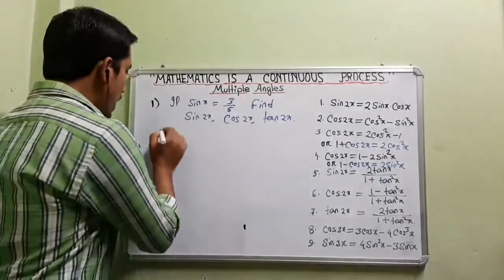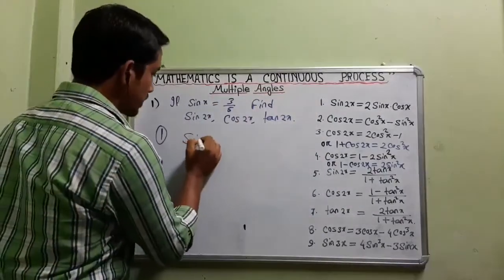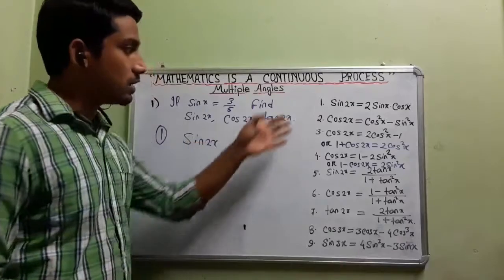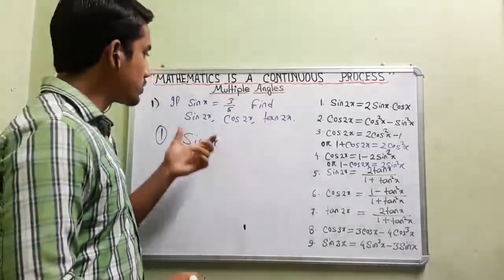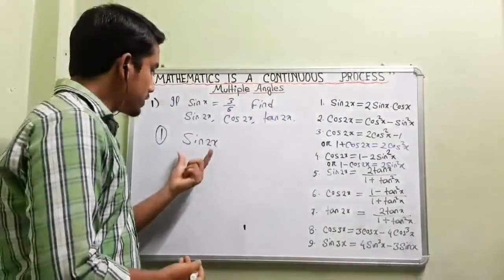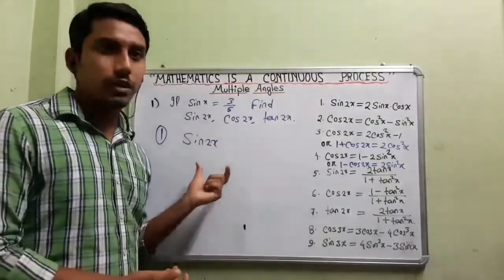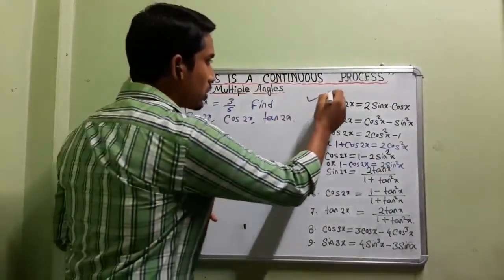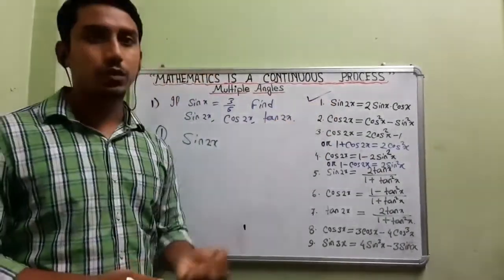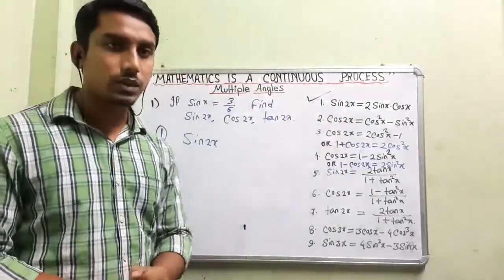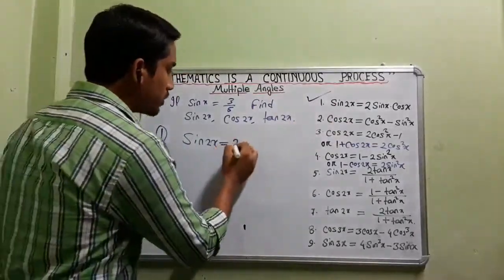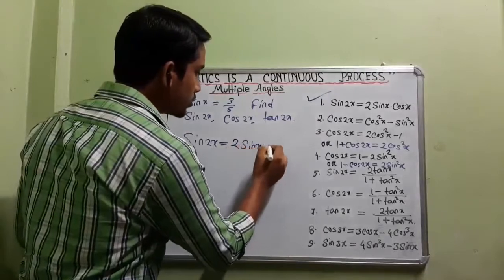So how to get sin 2x? Using these formulas, we will try to solve the problems. The first question is to find the value of sin 2x. This falls under the first formula. We know the formula of sin 2x. Sin 2x is equal to 2 sin x cos x. So sin 2x will be equal to 2 sin x into cos x.